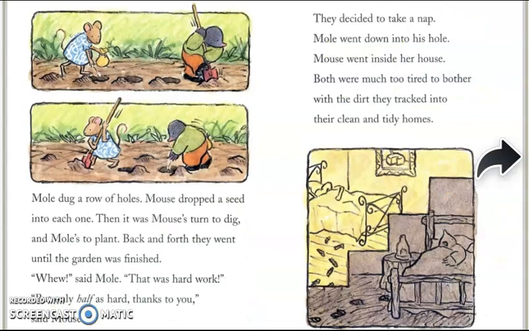Mole dug a row of holes. Mouse dropped a seed into each one. Then it was Mouse's turn to dig and Mole's to plant. Back and forth they went until the garden was finished. Here you see that the narrator is talking once again. There are no quotation marks, and the narrator is using the name of the characters and words like they.